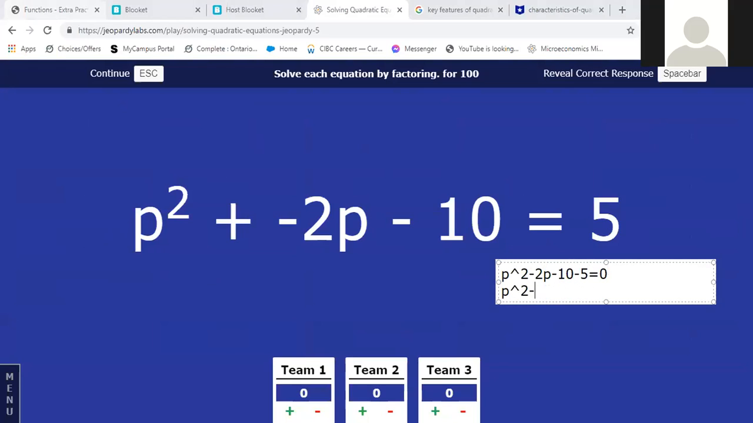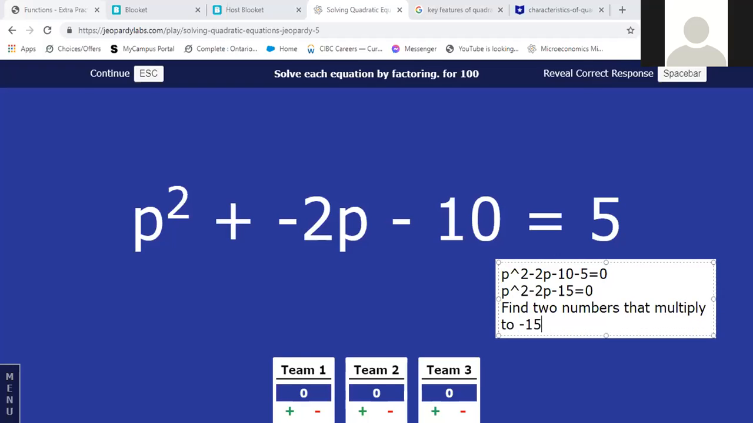So you got to bring everything to one side, and then you bring the 5 over to the left side, and then it becomes negative. So then find two numbers that multiply to -15 and add to -2. So what two numbers will multiply to -15 and add to -2?